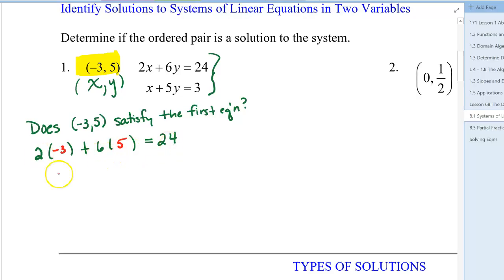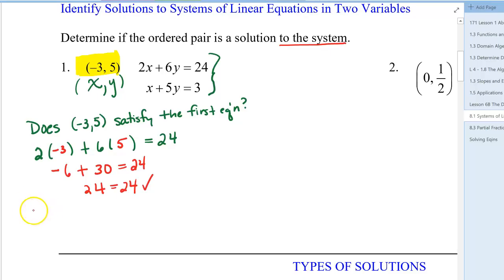So 2 times -3 is -6. 6 times 5 is 30. And -6 plus 30 is in fact 24. So because that ordered pair gave us the same value on either side, it is equal, so it does satisfy that first equation. But to determine if it's a solution to the system, it also has to work in the second equation. So let's do that.